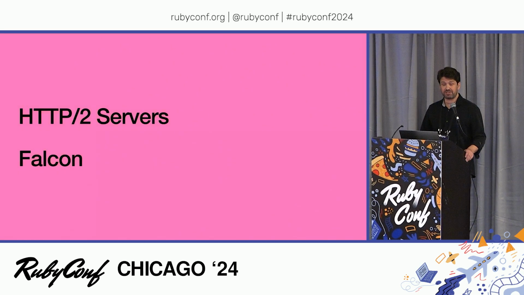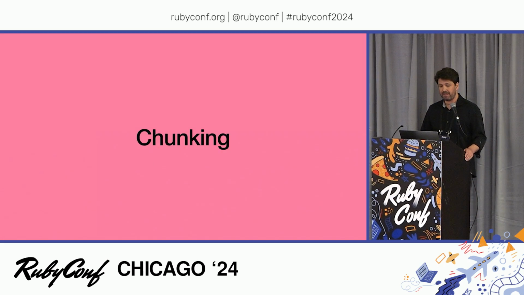HTTP servers, not Puma, Falcon. So we have one. There may be more. I'd love to hear about them. If you are creating one or see one, please let me know. Havenwood on GitHub and IRC and Discord and things. HTTP3 servers, no. Also coming, but no.